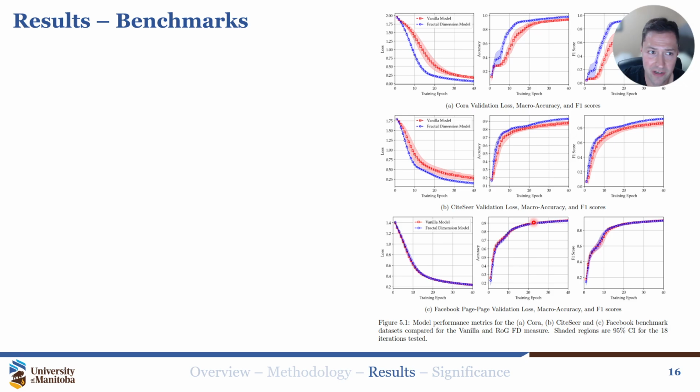There's a lot here, but all I really want you to take out of it is that at the very top here, A, we have the validation loss, macro accuracy, and F1 score. Those 3 metrics for the core data set, the Citeseer, and the Facebook. That just summarizes it right there.